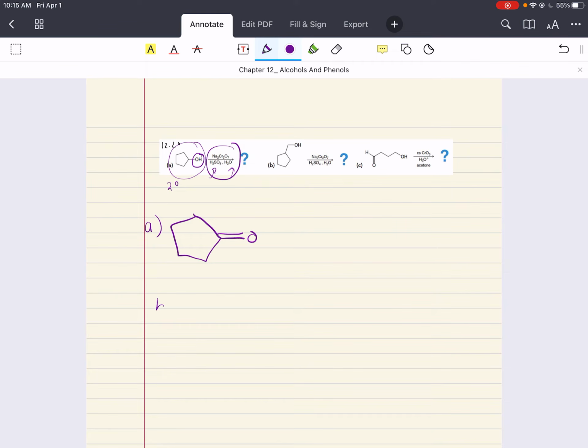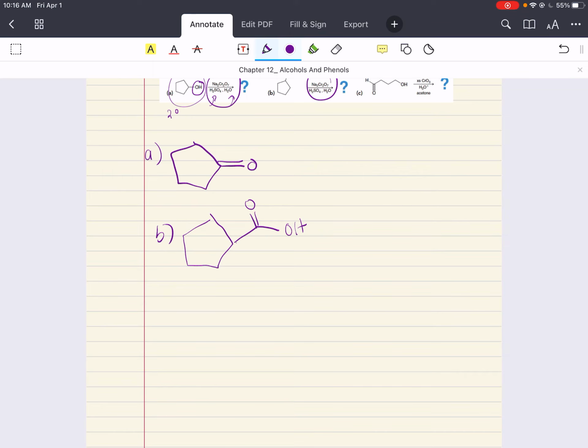Now if we look at B, this is a primary alcohol. We're treating it with chromic acid. What did we say happens when we treat a primary alcohol with chromic acid? No, we're not going to get an aldehyde like you would expect. We're actually going to get a carboxylic acid. Fantastic.